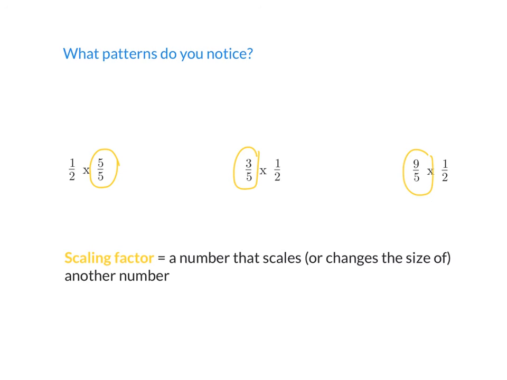Does your scaling number always come first? In this example over here, we have 1/2 times 5/5, we have 3/5 times 1/2, and we have 9/5 times 1/2. In our previous examples, our scaling factor always came first. Here I can see that our scaling factor is second, and then first and first. How can I tell then which one our scaling factor will be?